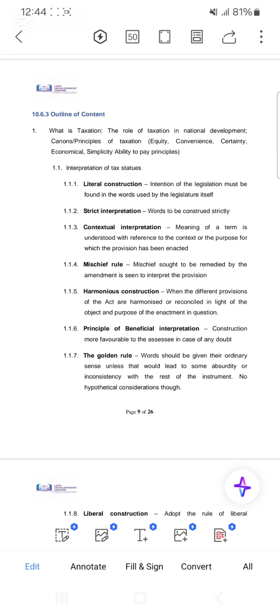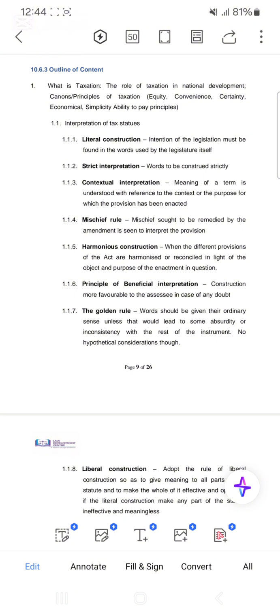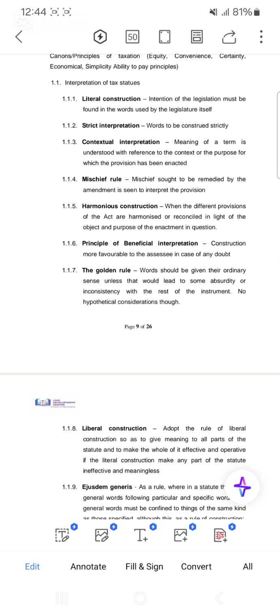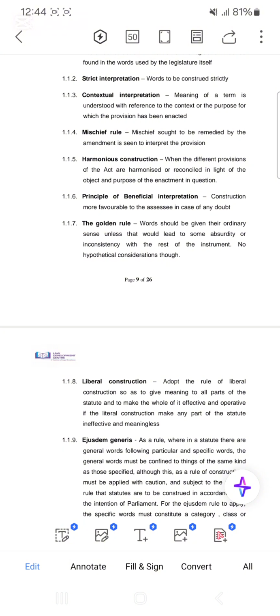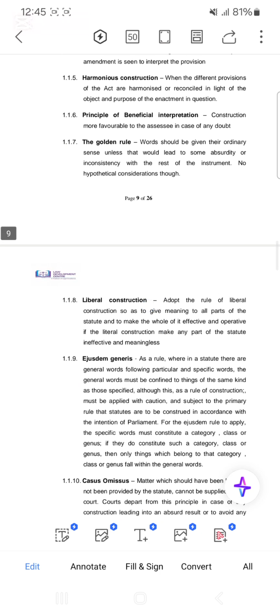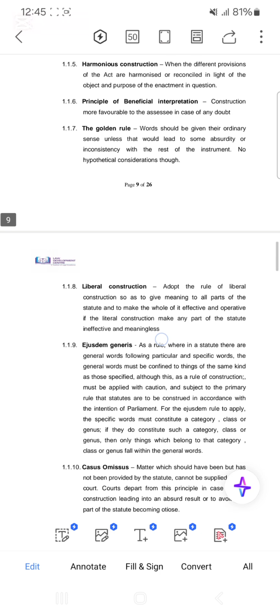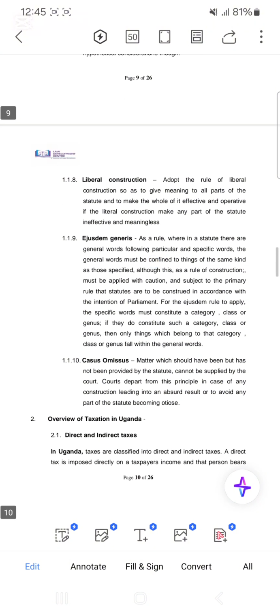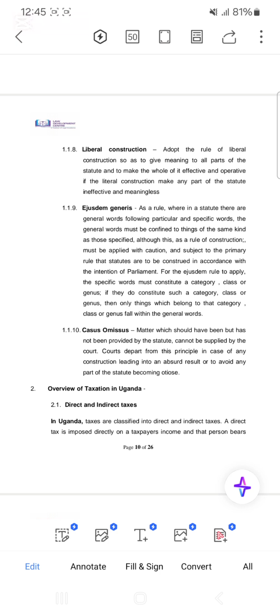One, the literal rule: the words must be given their ordinary meaning. Then strict interpretation: words must be construed strictly. Contextual interpretation: you must interpret a word as used in the sentence. Mischief rule: you must interpret the statute so as to solve the problem that the legislators wanted to solve. Harmonious construction: this deals with interpreting sections of the Act so that they do not contradict each other. Principle of beneficial interpretation: construction more favorable to the assessee in case of any doubt. So beneficial interpretation is that the statute must be favorable to the person. Golden rule: words should be given their ordinary sense. Liberal construction: adopt a rule of liberal construction so as to give meaning to all parts of the statute.